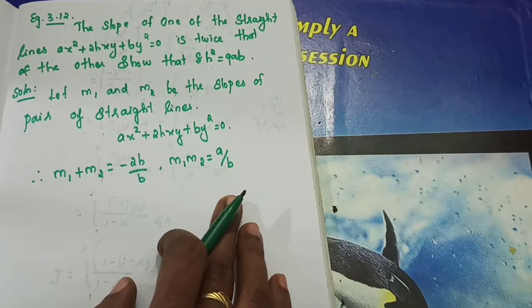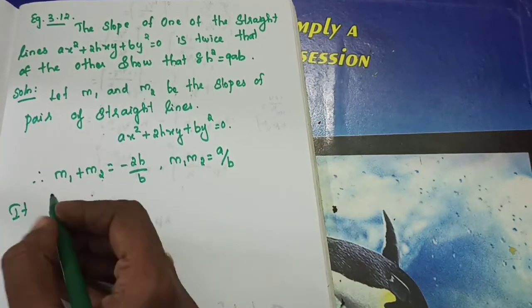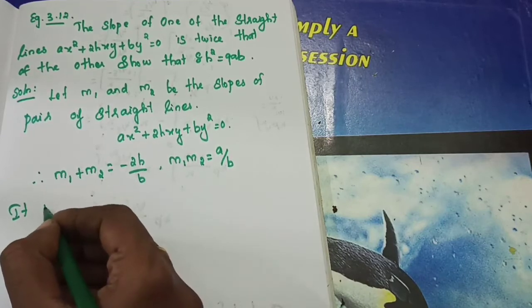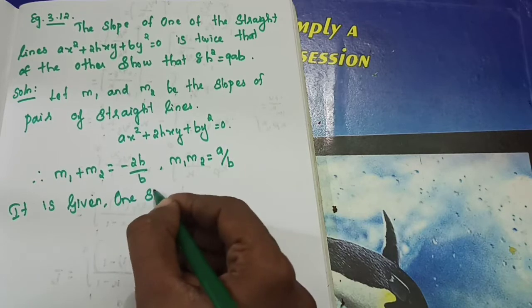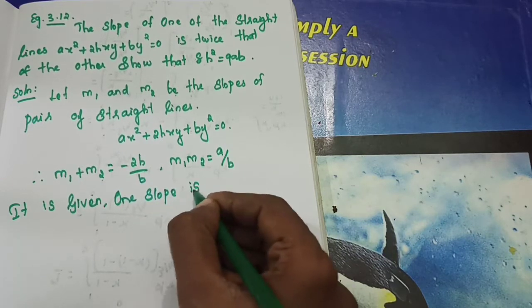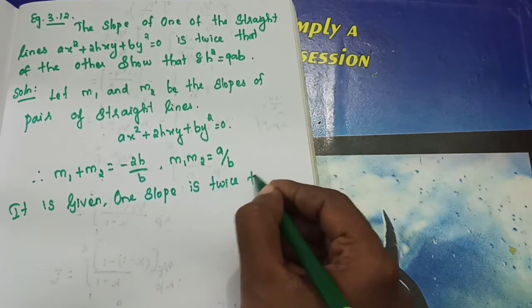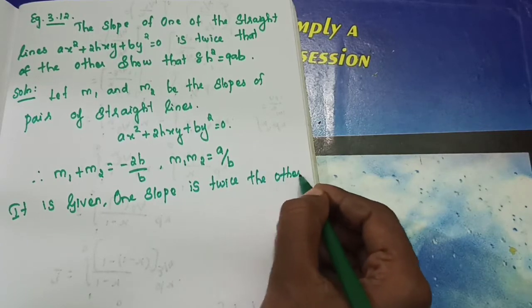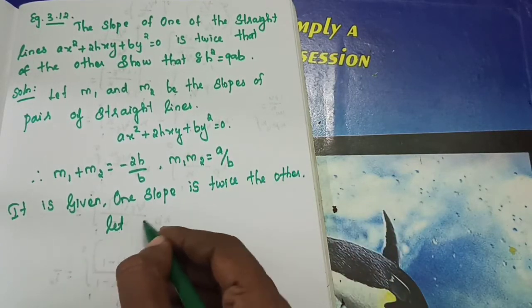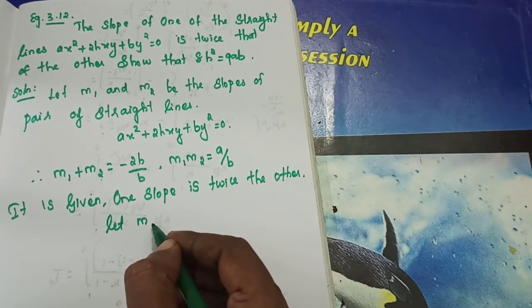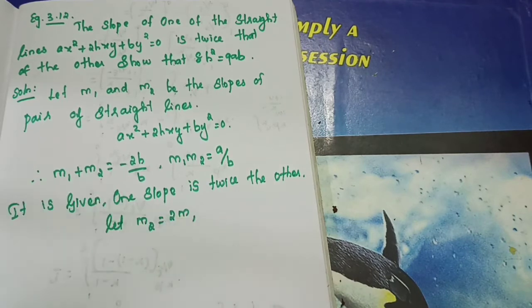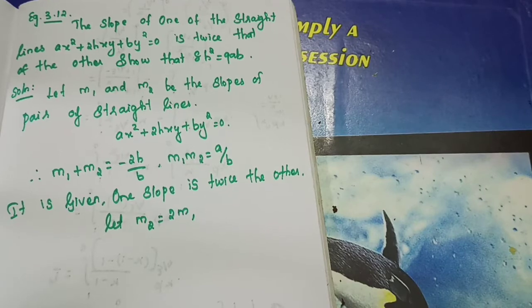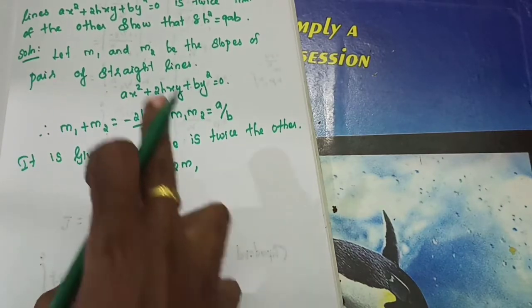Okay. So then one condition is given. What's the condition? One slope is twice the other. So one slope is twice the other means anything you can take. Same as in your book, if you are following, m2 is 2 into m1. Otherwise m1 is equal to 2 into m2. Both will give the same answer. Now you can substitute this value in these equations.